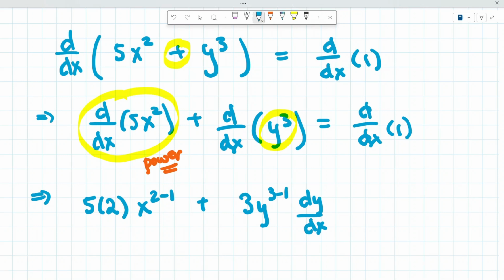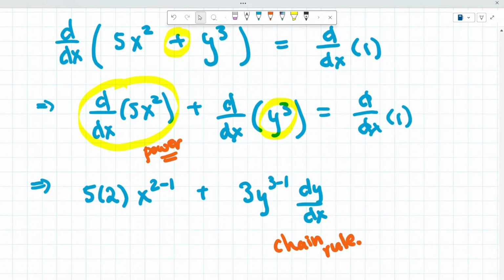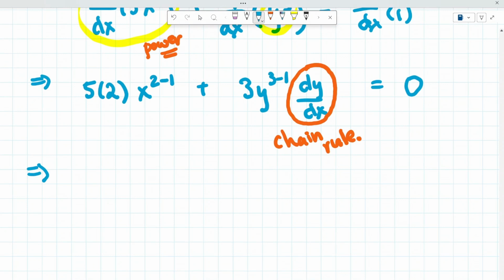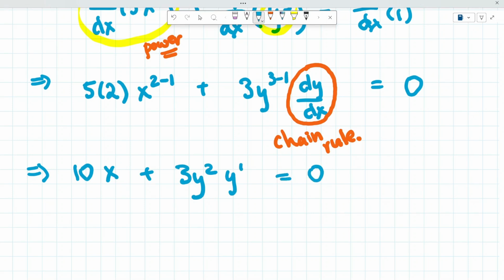Whenever you're implicitly differentiating and you're trying to differentiate y, you have to use the chain rule here. And all you have to do is apply normal derivative rules to y, and then simply just multiply your answer by dy over dx for that term. That is all, okay? And then on our right-hand side, we're taking the derivative of a constant, so that equals 0. Okay, so let's move on here. So we've got 10x to the power of 1 plus 3y to the power of 2, and then we're just going to say dy over dx, we'll write that as y prime, and that equals 0.